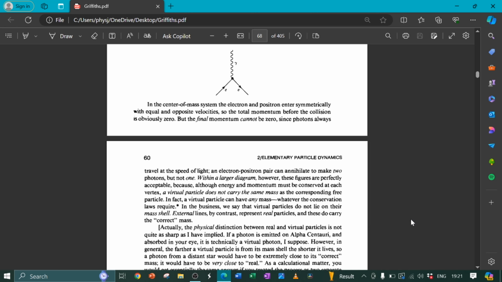Within a larger diagram, however, these figures are perfectly acceptable because although energy and momentum must be conserved at each vertex, a virtual particle does not carry the same mass as the corresponding free particle. In fact, a virtual particle can have any mass, whatever the conservation laws require.